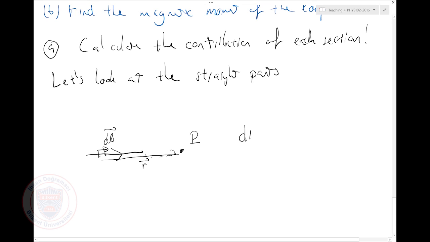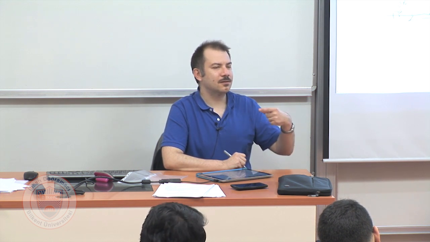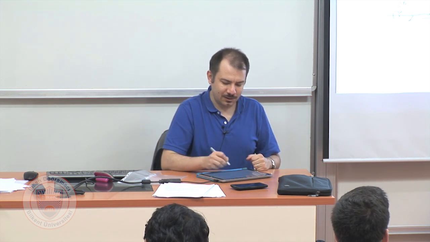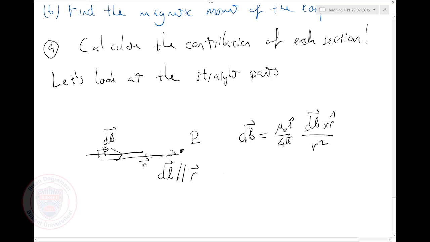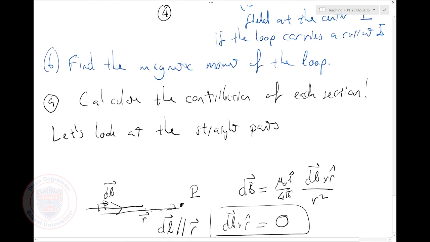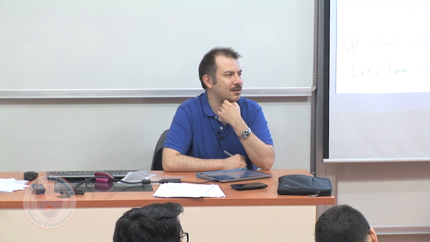So Biot-Savart law tells me that dB is mu0 I over 4 pi times dl cross r hat divided by r square. But on this straight section of the wire, dl is parallel to r. So dl cross r hat is 0. So both of these straight sections do not contribute any magnetic field.